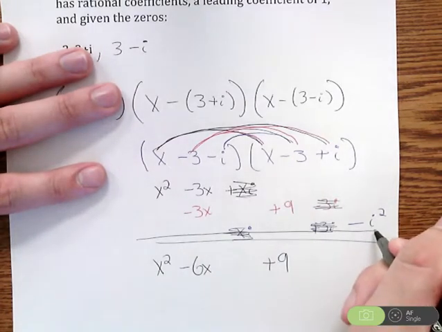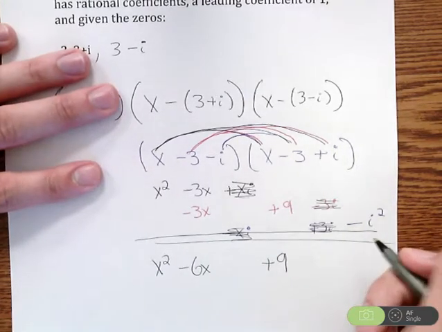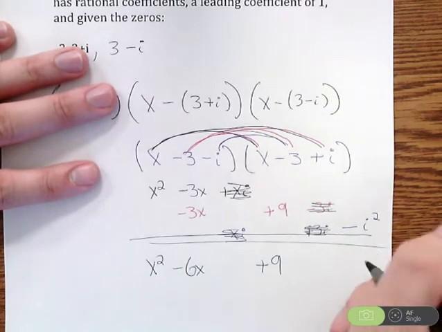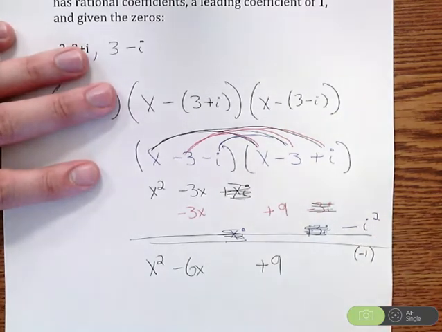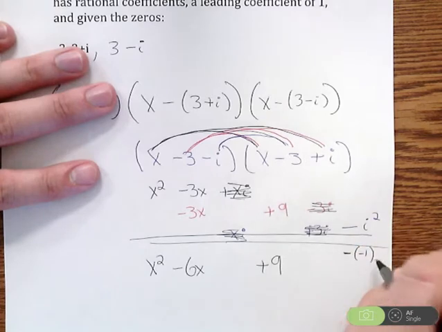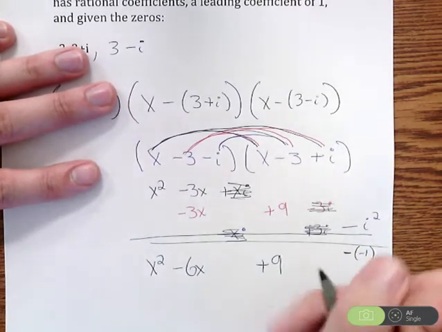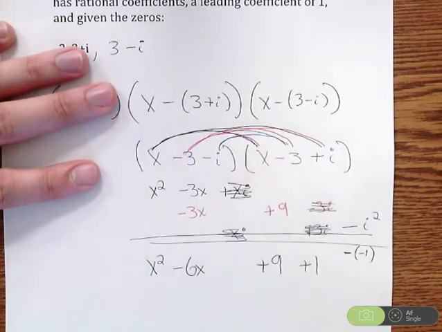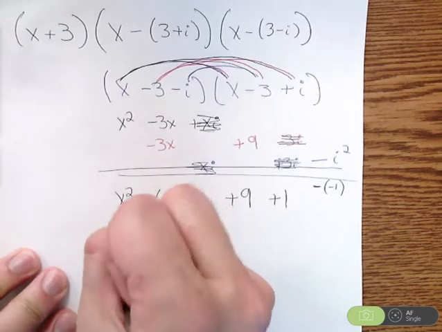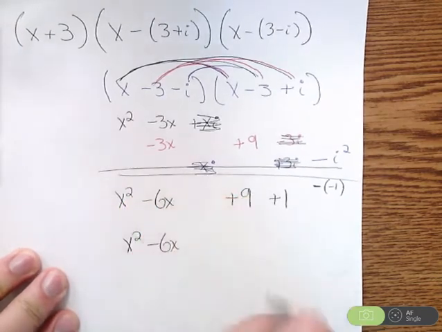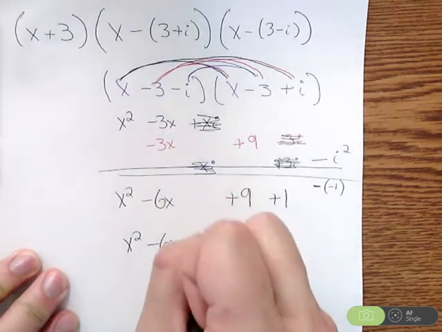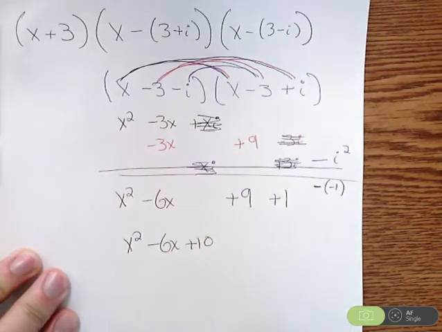We'll have this -i squared, which is a little bit tricky. You have to remember, i squared represents -1. So really what we have here is a -(-1). Well, what happens when you have two negatives? You get a positive. So what we have at the bottom is x squared minus 6x and then 9 plus 1, which is 10.